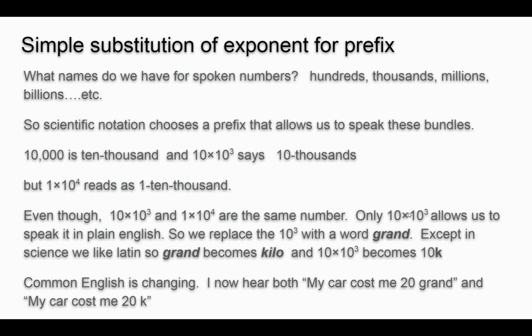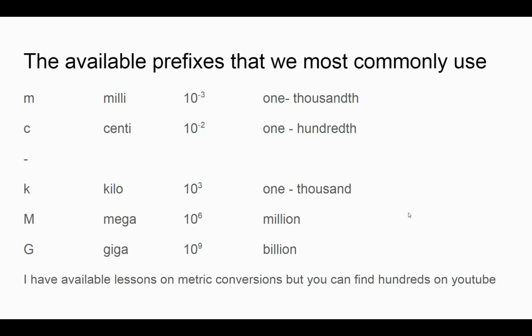Here are the available prefixes that we will use mostly in this course. Milli, centi, kilo, mega, giga. And the prefixes. You read billion, million, thousand, hundredth, and 1,000th. We use some others. Do we have one for 10? Yeah, never caught on. It's called a deca. And the only time you use it is in the word decade.